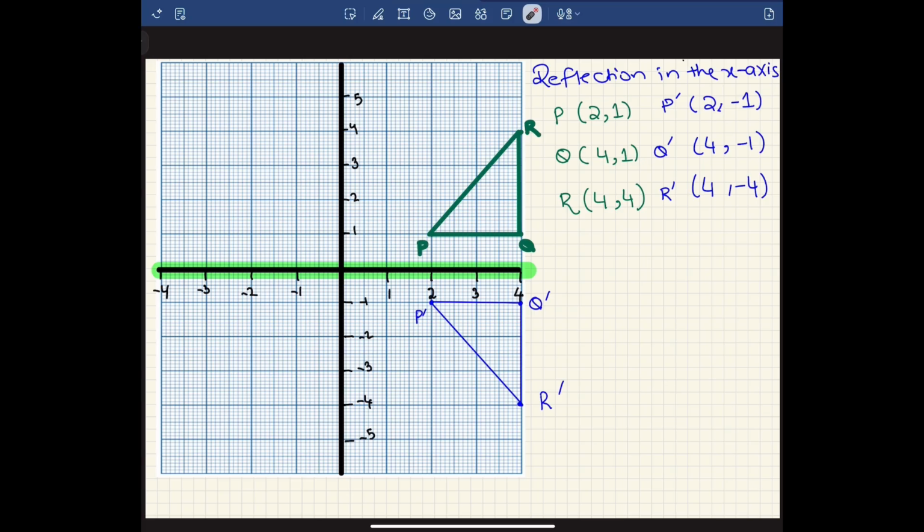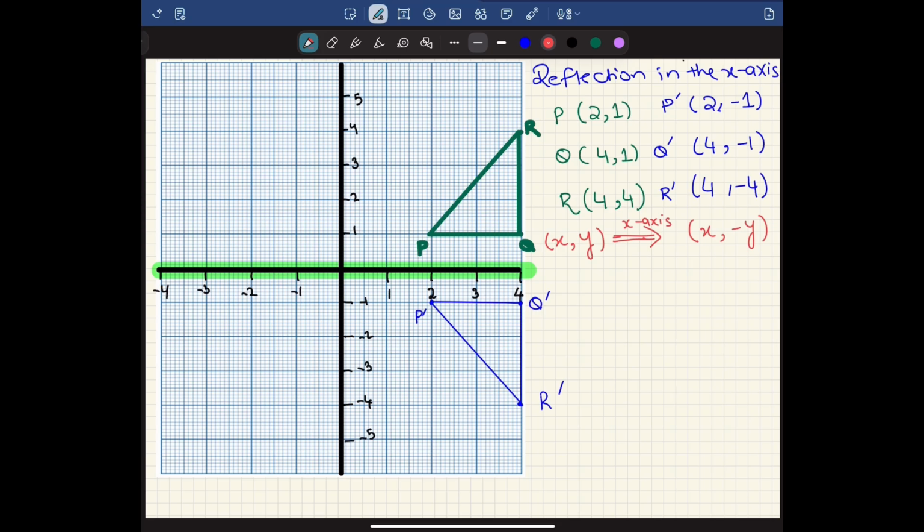So whenever you reflect along the x-axis, the rule that you can derive is that the sign of the y coordinate will change. So for example, if the object is (x, y) and you reflect along the x-axis, the sign of the y coordinate changes. I hope everybody can see this clearly.